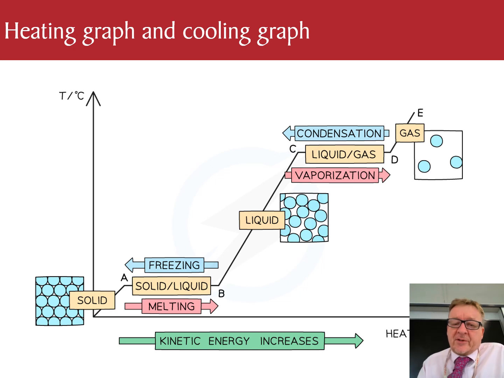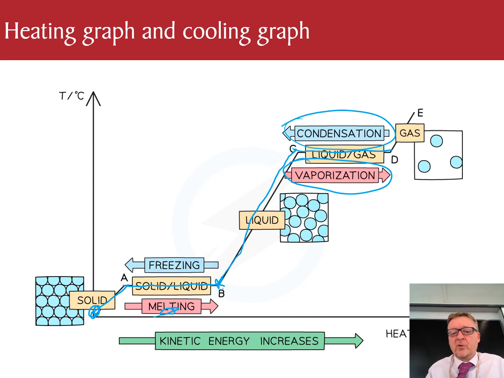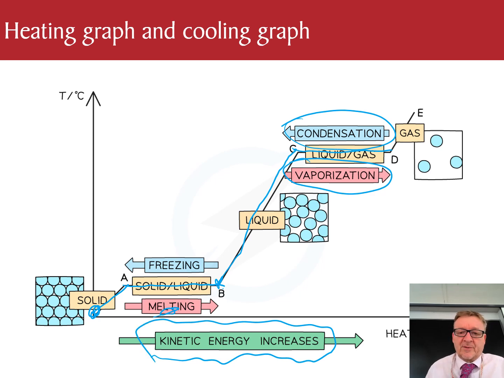Now this is a heating graph and a cooling graph. It's basically the same as the triangle that we had previously, but in a different form. You start off with a solid, it warms up, A to B, it turns into a liquid. B to A is where it's freezing, so that's liquid to a solid. Solid to a liquid is melting. Then it warms up, warms up, gets to here, and starts to turn into a gas. When it turns into a gas, vaporization. When it goes from a gas to a liquid, condensation. All the way through this, the kinetic energy is increasing as you go from a solid to a gas.